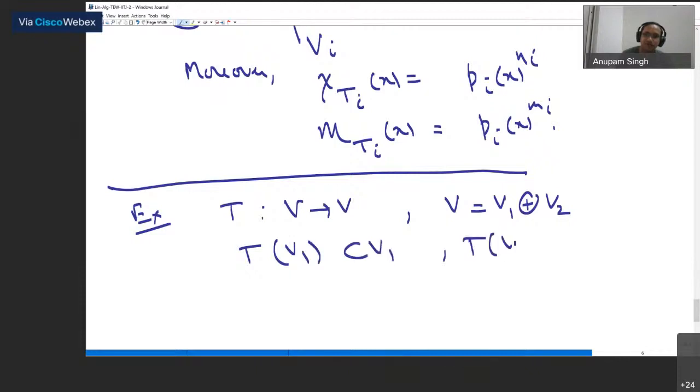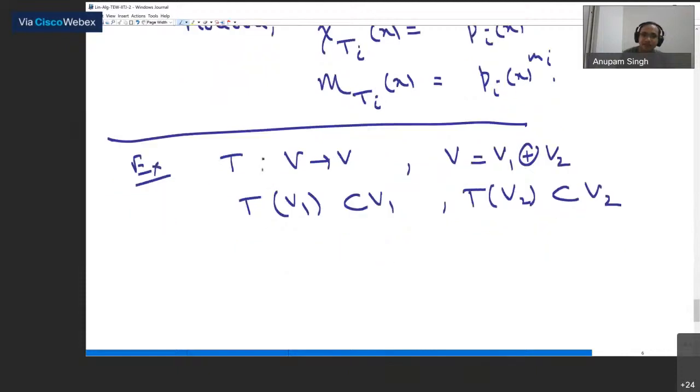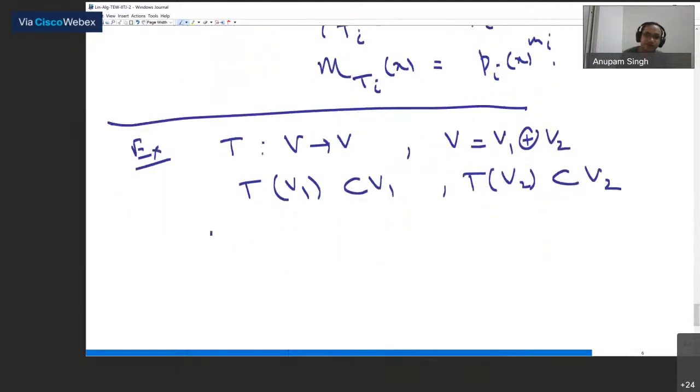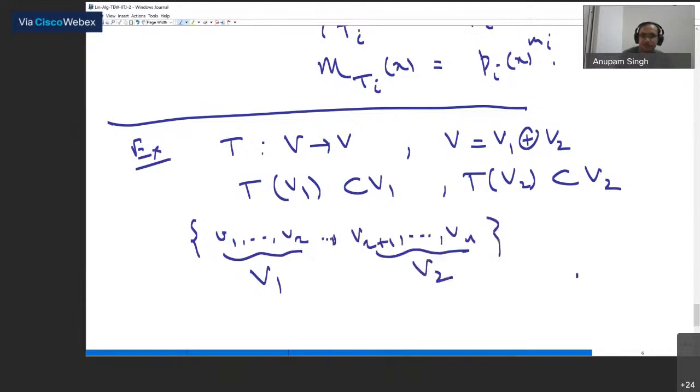Then if I choose a basis of V1 first, so choose a basis in such a way that I have a basis of V1 first, and then extend it to a basis of V2. Maybe some other... no, it's a direct sum, so there is no other vector, and then Vr plus 1 up to Vn. Suppose this is a basis for V2.